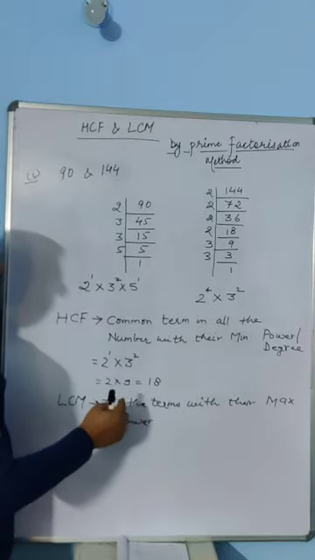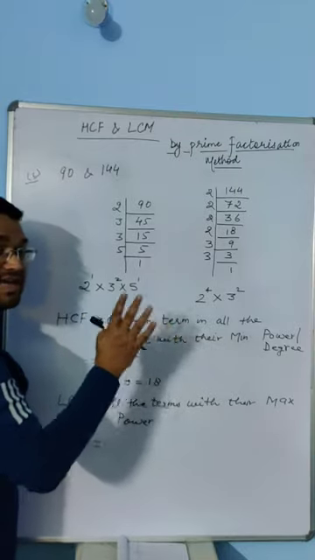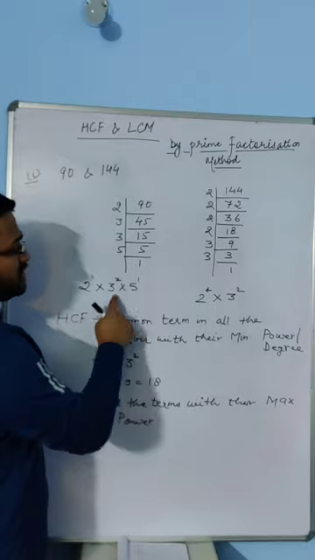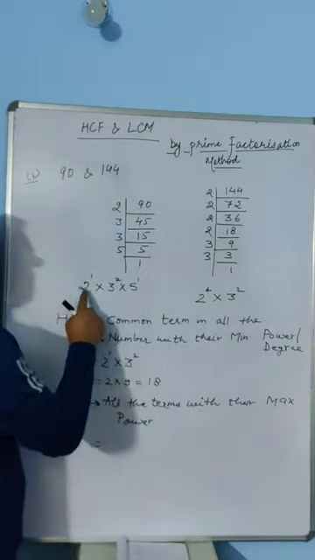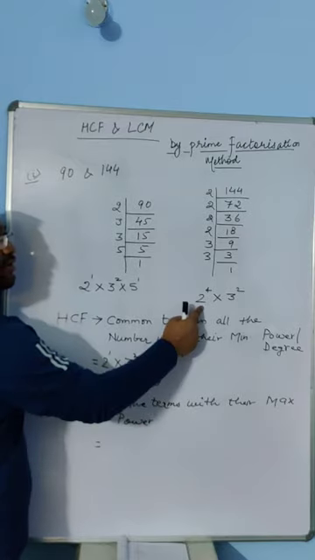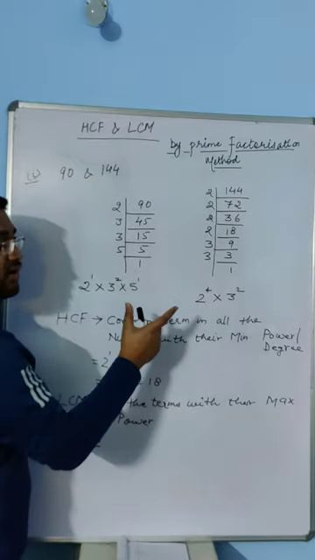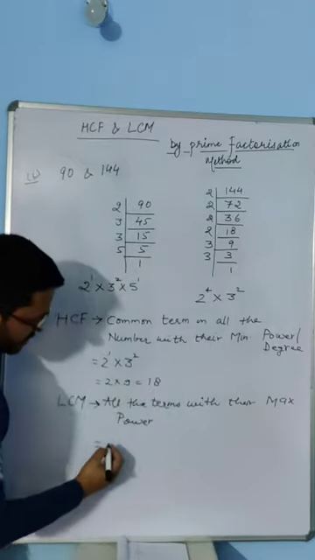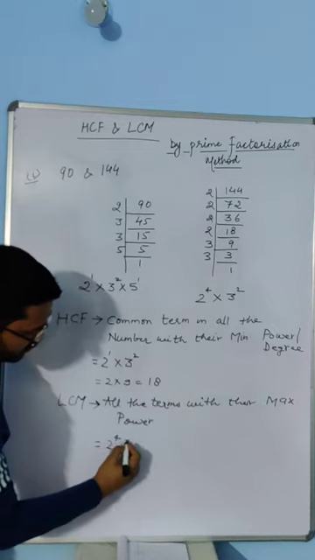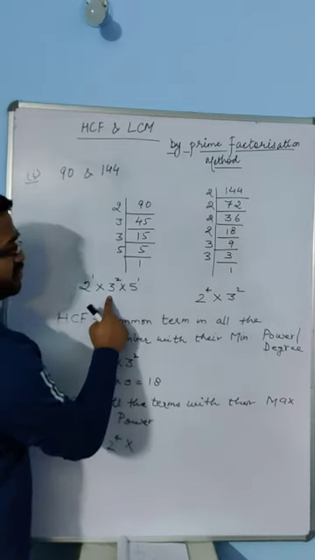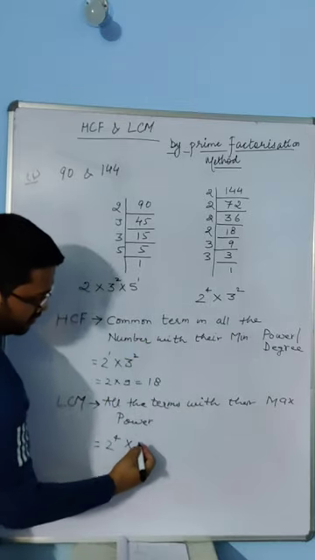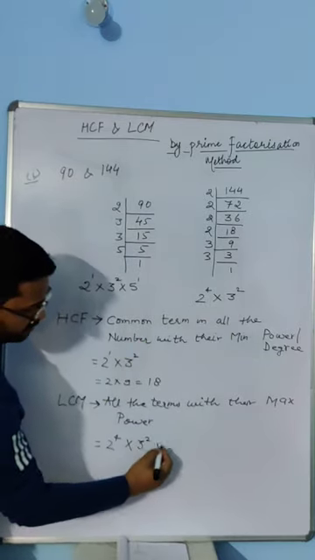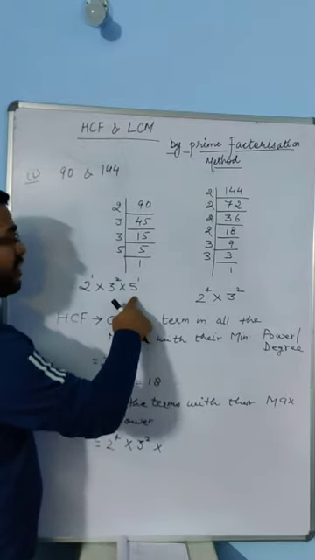So for all the numbers, we'll include all available factors, that is 2, 3 and 5. Here also you have 2 and 3. So let's compare 2 first. We have one term here and one term here. What is the maximum power? 4. So we are going to take 2 to the power 4. Now consider 3, here also and here also. What is the maximum power of 3? 3 square. Now 5.